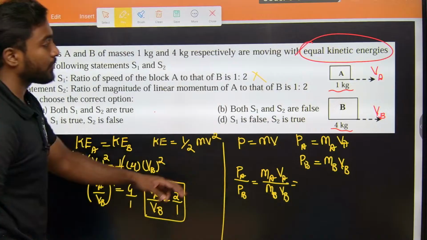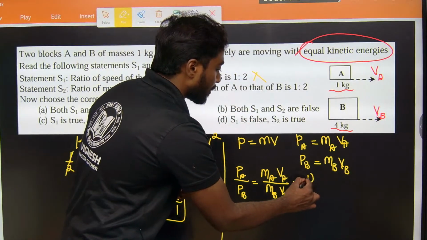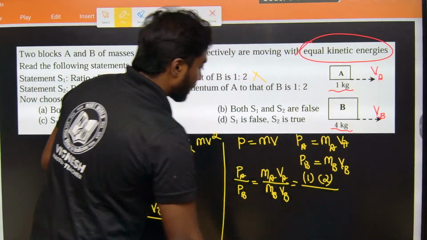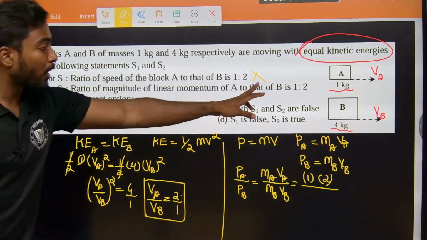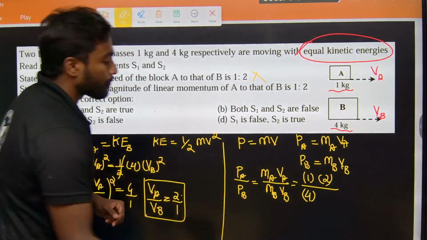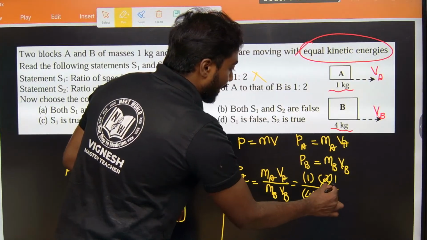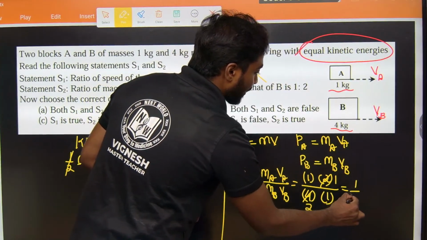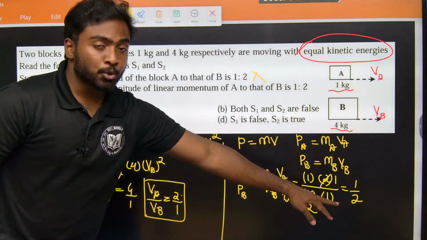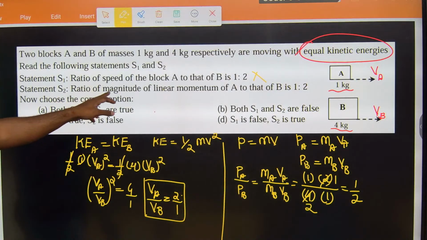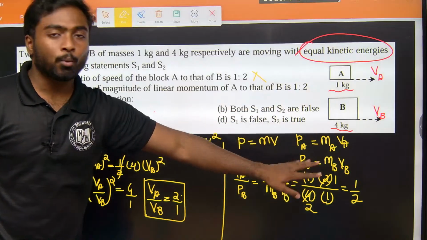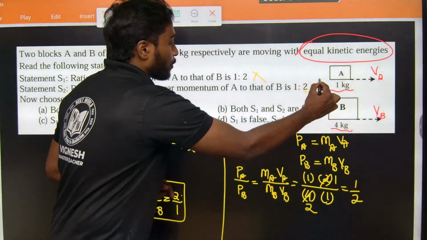What is the mass of block 1? 1 kg. And the velocity here is 2, divided by the mass of block 2, which is 4 kg, and the velocity here is 1. So 1 times 2 over 4 times 1, the answer will be 1/2. So the ratio we got is 1:2. The ratio of magnitude of linear momentum of A to that of B is 1:2. Yes, so statement 2 is true.